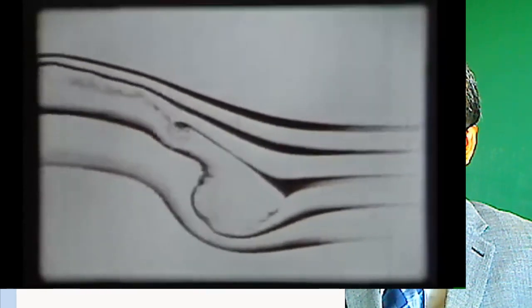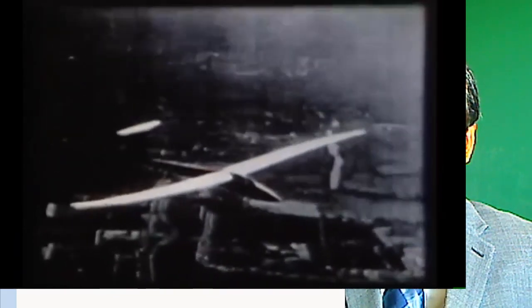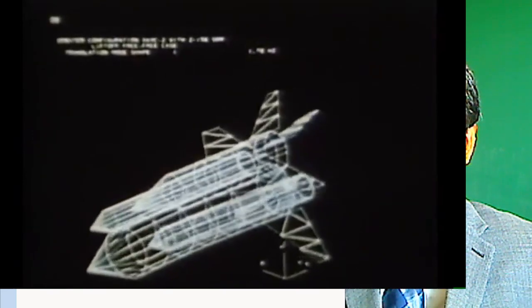Airflow over aerofoil. It's also a rocket or missile. This is a real glider. See how it's vibrating. This is a model of a rocket. This is a real model in a wind tunnel. They're all vibrations, but a special kind of vibration called flutter, caused by airflow.